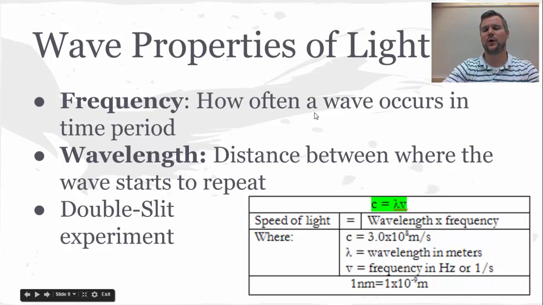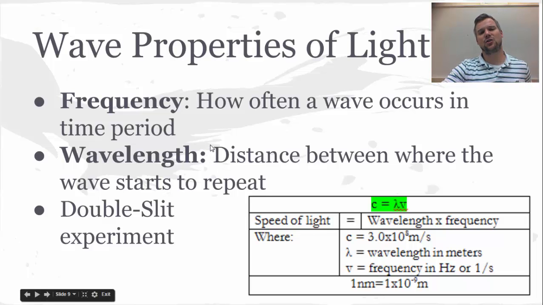So light shows both wave and particle properties, and as far as light goes, we can talk about light in terms of frequency, which is a wave property. How often is that wave occurring? We can talk about it in terms of wavelength. How far does that wave need to travel before it repeats itself?